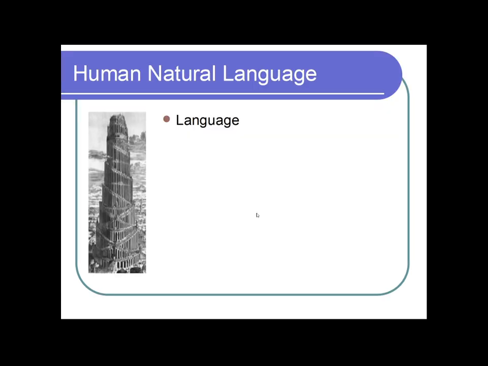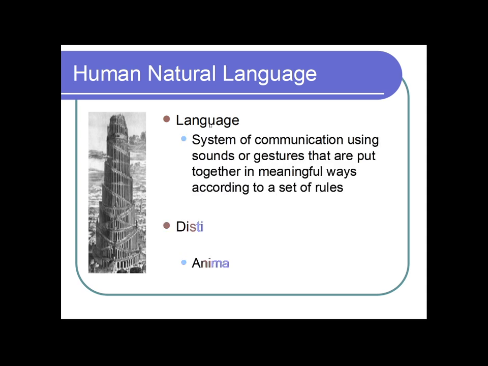First thing that we want to do is get a clear definition of language. We're going to define language as a system of communication using sounds or gestures that are put together in meaningful ways according to a set of rules. Whenever you encounter a complex definition like this, what you want to do is break it down into the constituent parts.